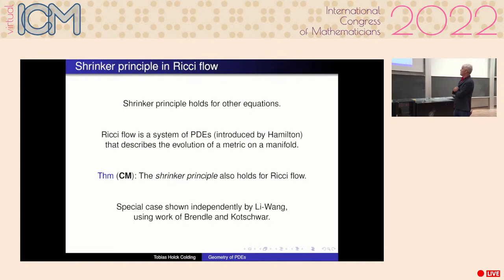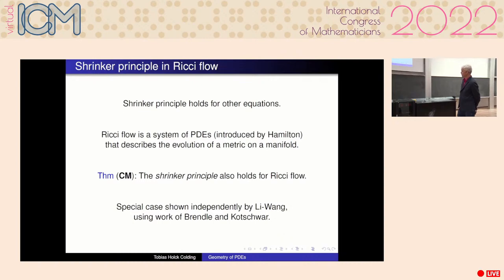The shrinker principle also holds for other equations. Okay. And so let me discuss another equation for which the shrinker principle holds. This is the Ricci flow. The Ricci flow is a system of PDEs that was introduced by Hamilton, and it describes the evolution of a metric on a manifold.